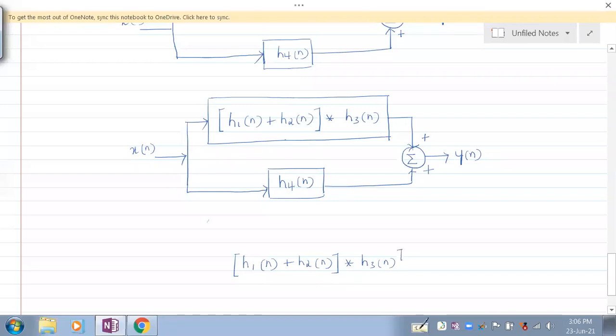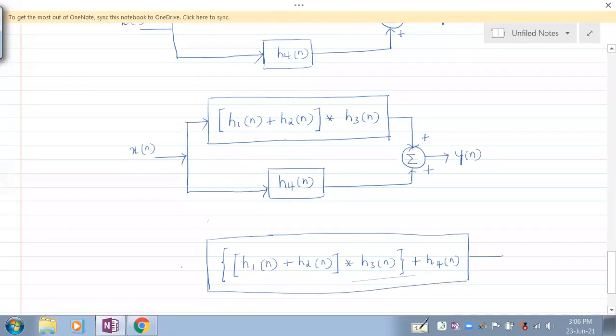Fine. So this is one system, and this is in parallel with another system whose impulse response is this. So what is the overall impulse response now? You have to have the values given to these impulse responses. Understand that? So this is your x of n and this is your y of n.